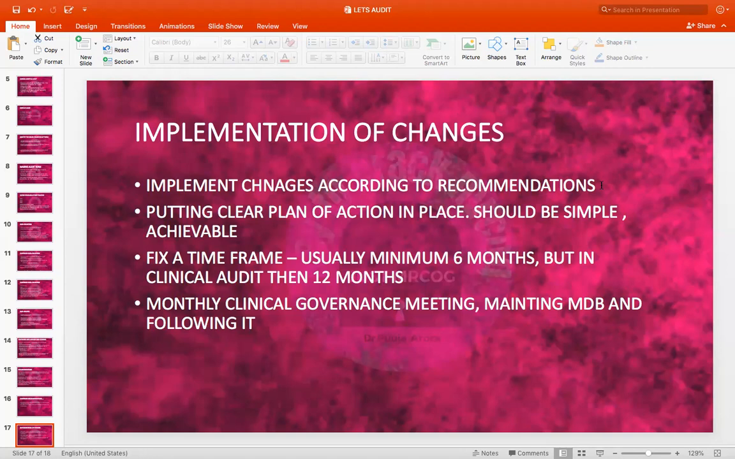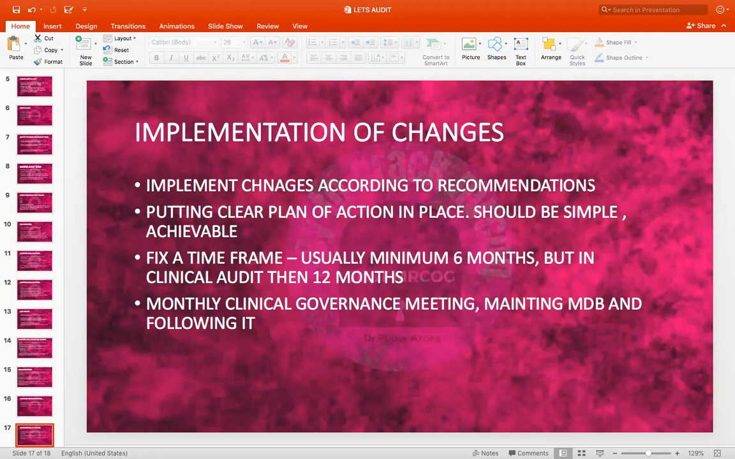If breech is there, you are going to offer ECV. If the patient refuses, it's a different thing, but you are going to offer ECV. This is the change, implement changes. What change? Offering ECV. You have to offer VBAC trial. This is the change we have made.